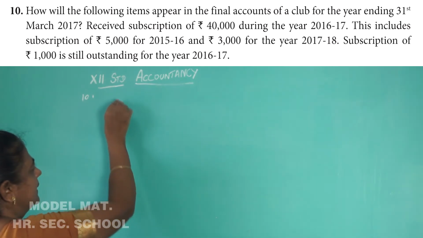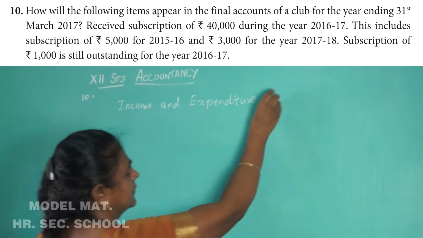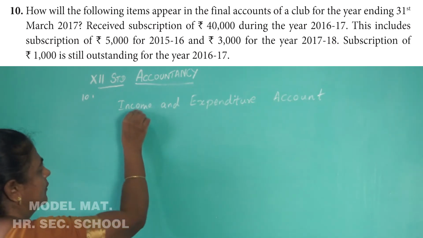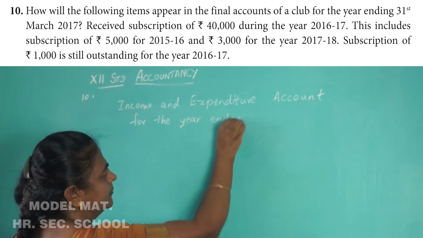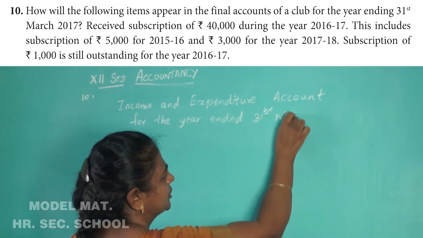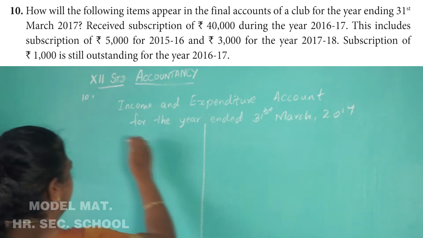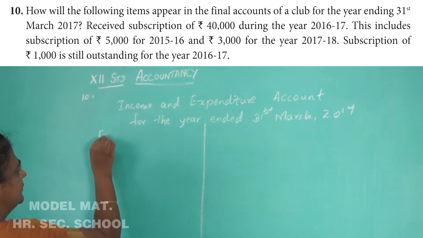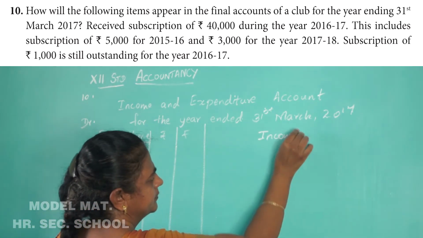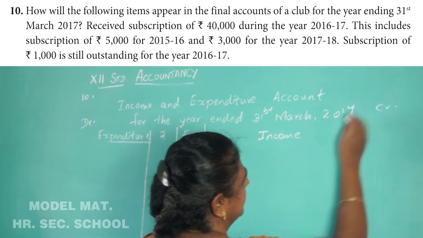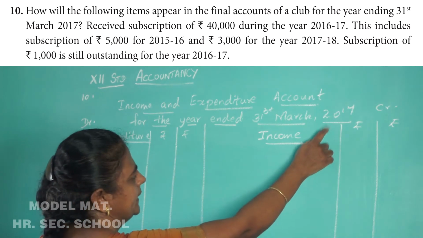So first, question number 10. Income and expenditure account for the year ended 31st March 2017. Expenditure on the debit side, income on the credit side. So you are going to prepare for 2017. See the question.